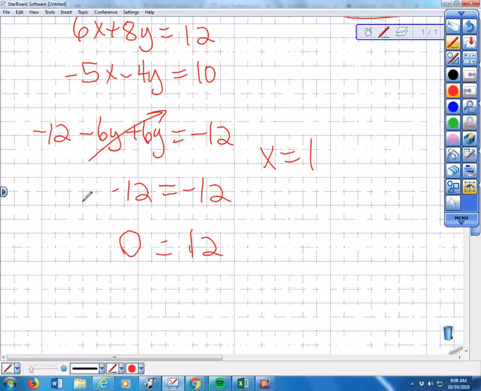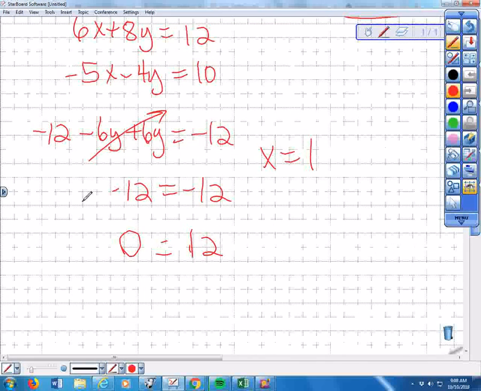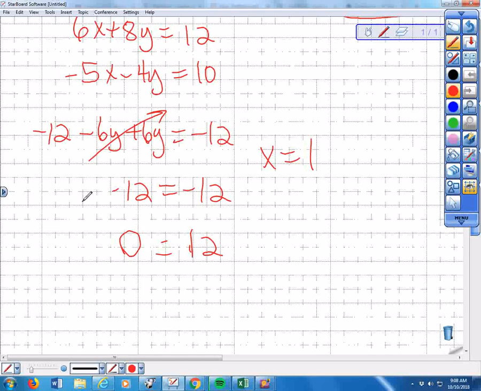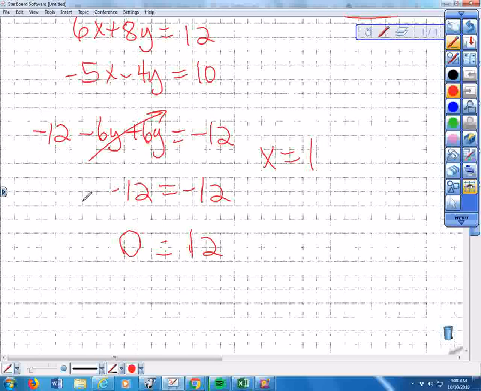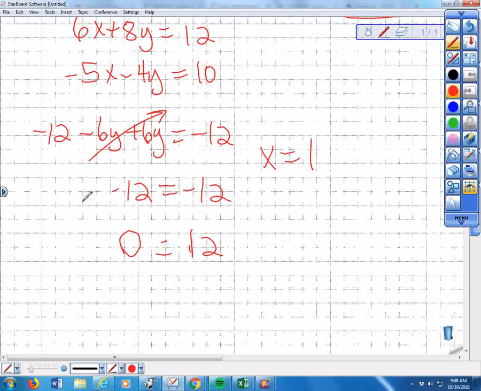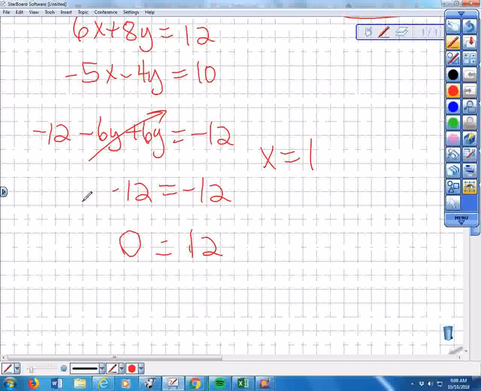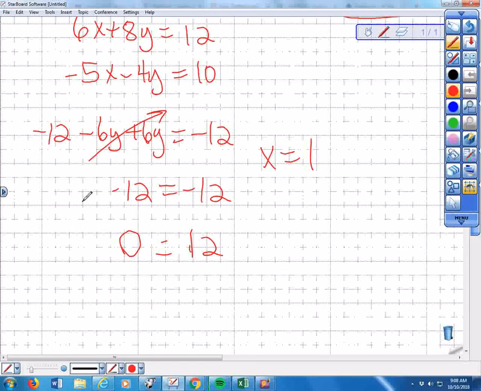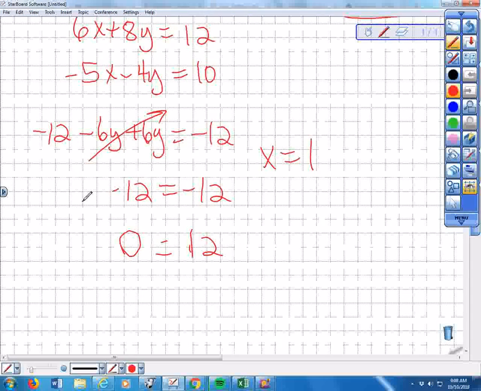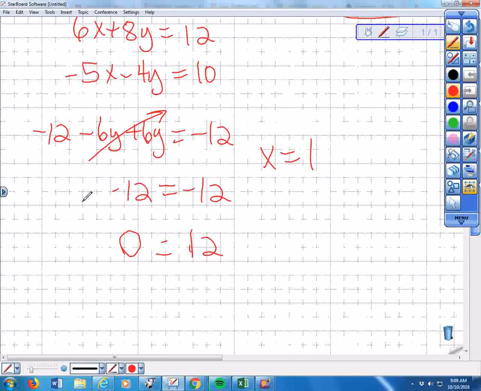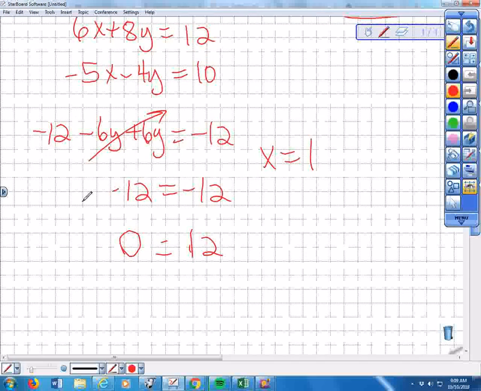What it tells you, if it's a true statement, if negative 12 is in fact equal to negative 12, is there any time it won't be? Is there any time negative 12 will not be equal to itself? No. What it tells you is there's unlimited solutions. Every point, there's an infinite number of solutions. What that means is those two lines were the same line.